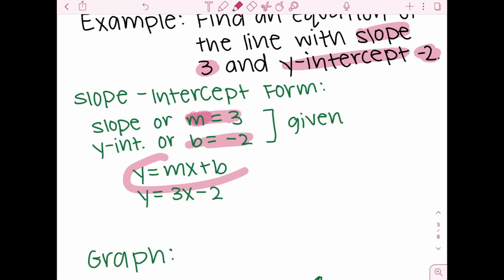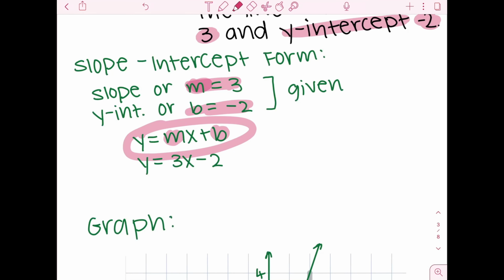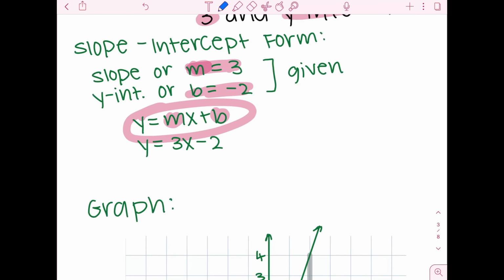So let's set up our equation in slope-intercept form. y is equal to mx plus b. We're going to plug in for m, and we're going to plug in for b because we don't know y or x yet. And then you get your equation. So this is your equation of your line: y is equal to positive 3x minus 2.